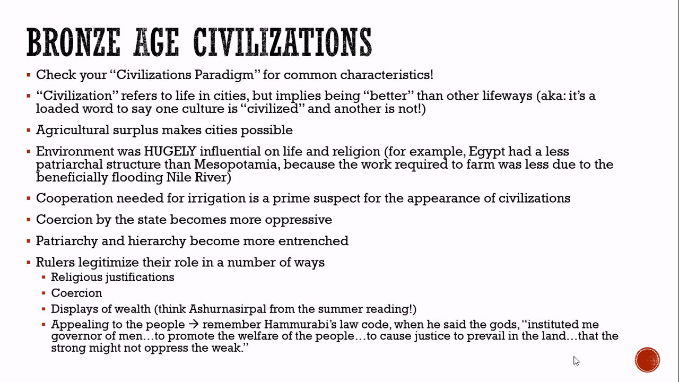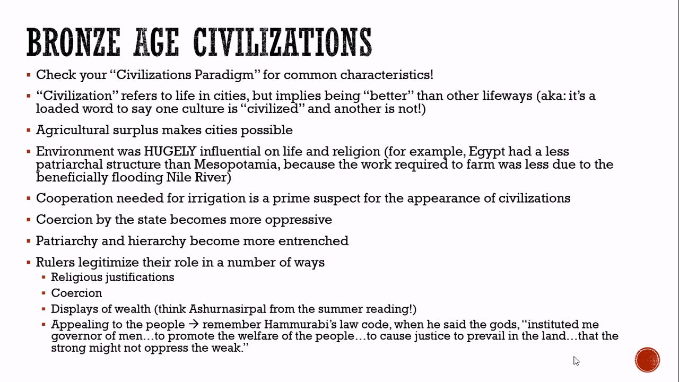They also use displays of wealth. Think about Ashur-nasir-pal from your summer reading. He was the, I think, Assyrian king who had that big party where he gave all of his 10,000 best friends wine and other luxury food and drink goods that created loyalty amongst them. They wanted to be able to share in his wealth and in his awesome parties. So he was able to create loyalty by displaying that wealth and sharing that wealth with them.